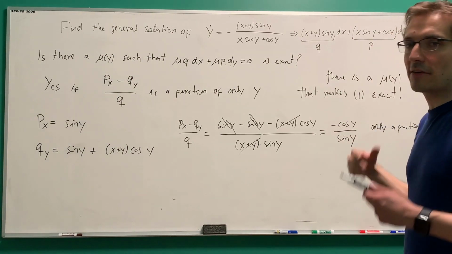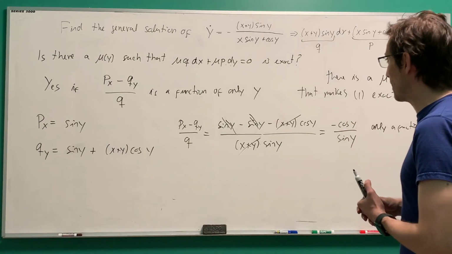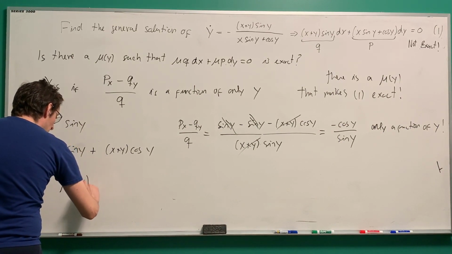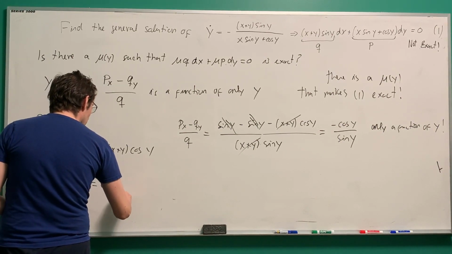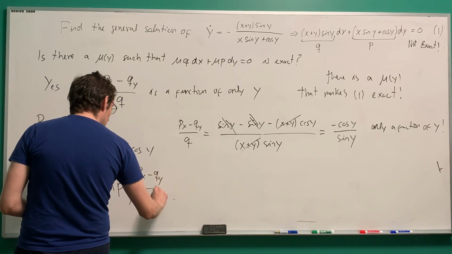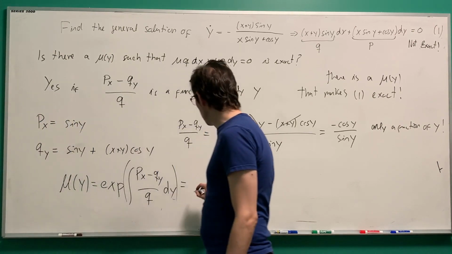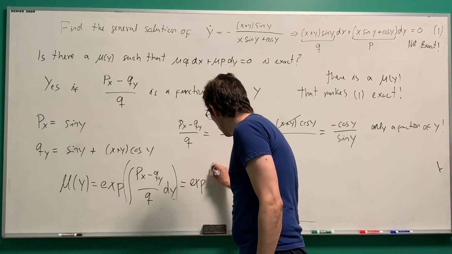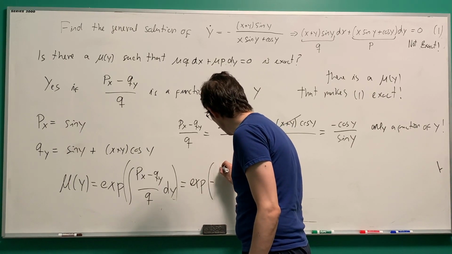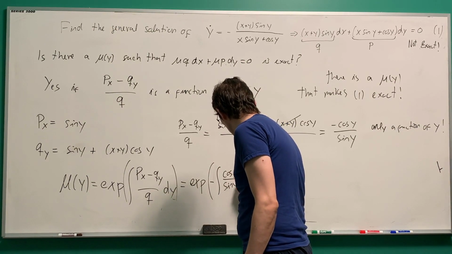Wonderful. So now we have a formula that tells me what is the value of that integrating factor. Let's apply it. That formula told me that mu of y is equal to the exponential of the integral of (p_x minus q_y) divided by q, dy. That's simple because it's the exponential of the integral of, well, I'll take the minus sign outside, the exponential of minus the integral of cosine y divided by sine y dy.